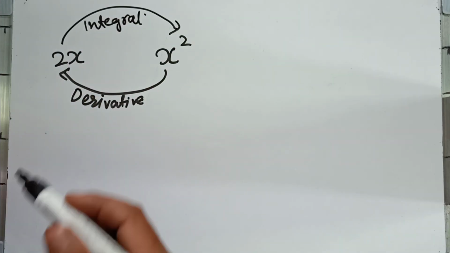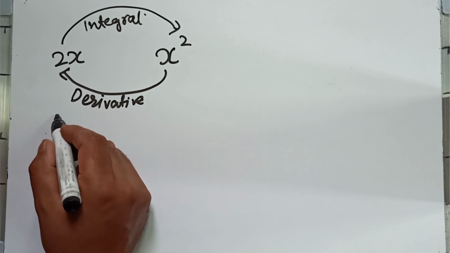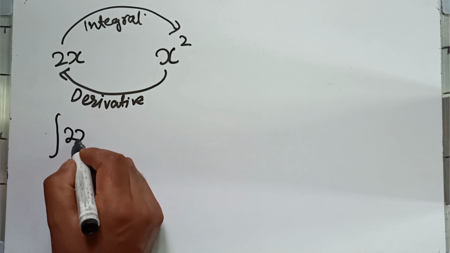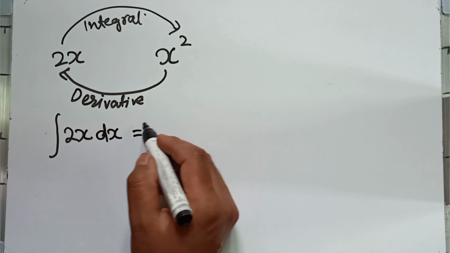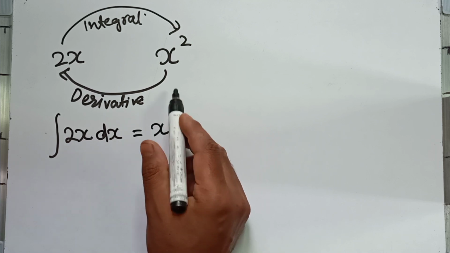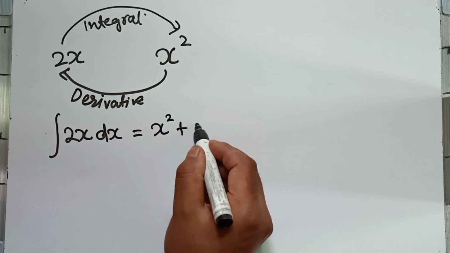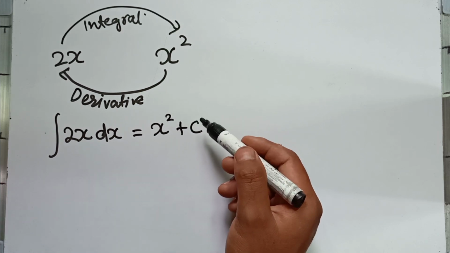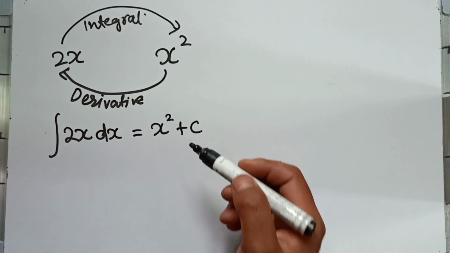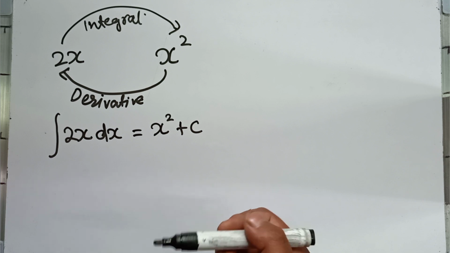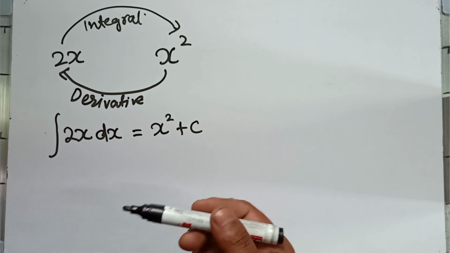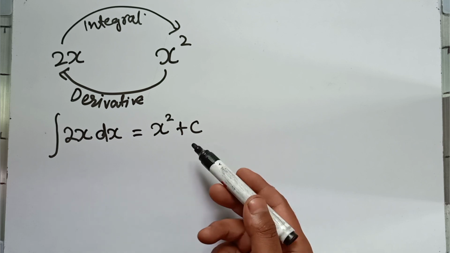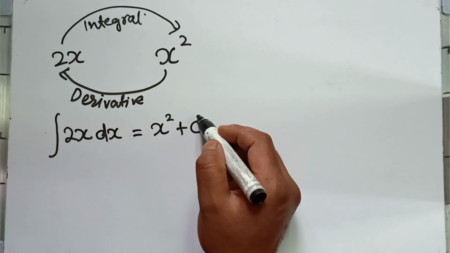Now mathematically this can be written as the integral of 2x with respect to x, that is dx, is given as x squared plus c. Now where does this c come from? It is very important to understand because it has very important applications in mathematical economics and also in mathematics per se. So this is the constant of integration.